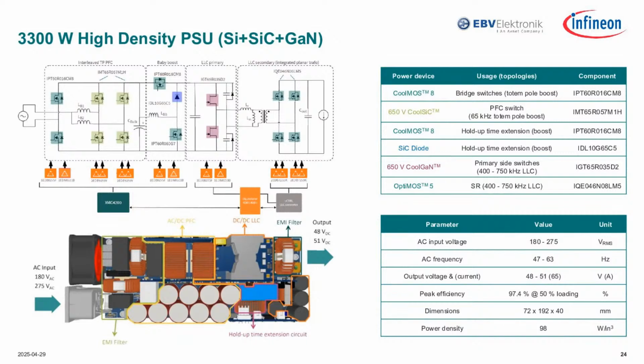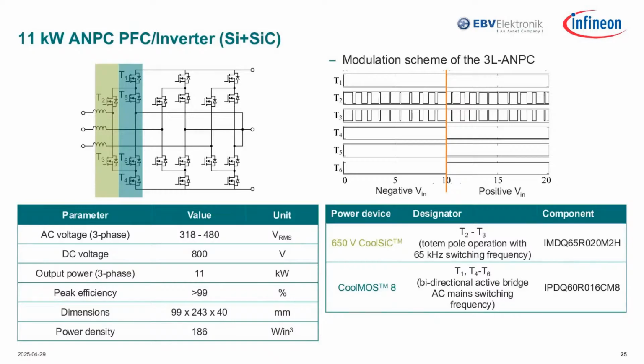So let us move to more high power. This is more high power, only for the PFC stage, which is 11 kilowatt bidirectional operation. What we are doing is mixing our devices. We are using our silicon carbide and also our silicon devices to make this a 3-level active cam totem pole PFC.